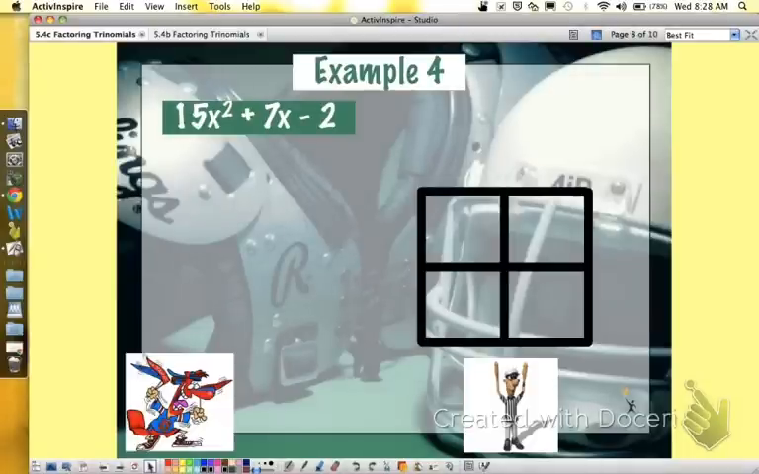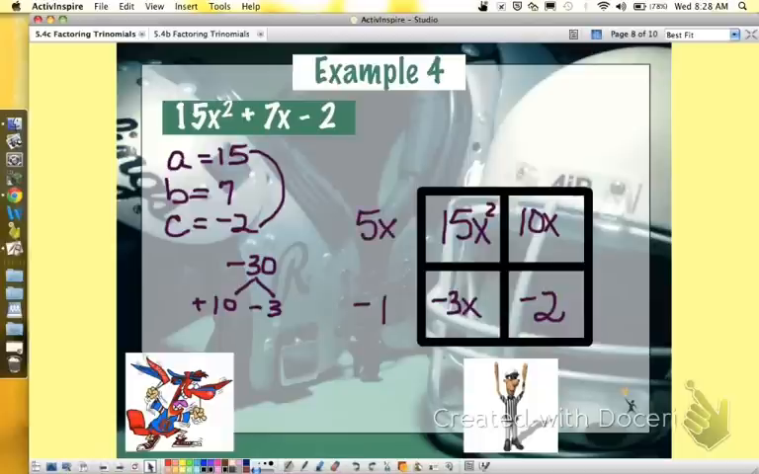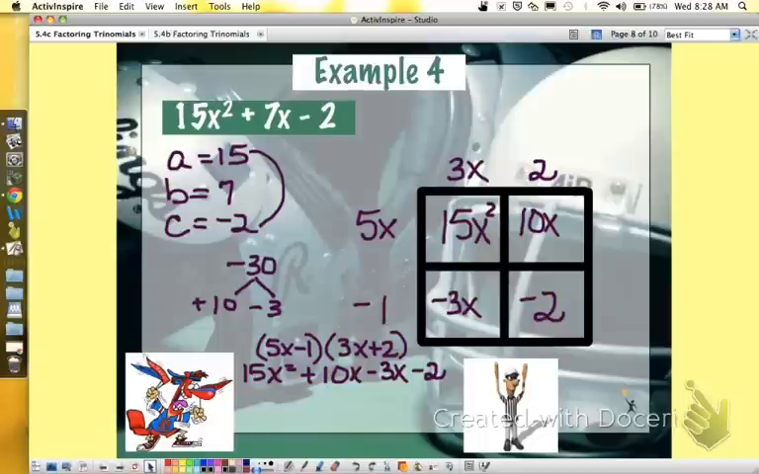Okay, let's take a look at another example. In this example, we're going to put the 15x squared and the negative 2 in these two boxes. We're going to list out the ABCs, take the product of A and C, and look for factors of negative 30 that add up to 7. As you can see, it's 10 and negative 3. Throw those numbers into the box. Take the GCF of each row and then each column. Throw those numbers into the binomial template and then check it, and you can see that you have what you started with. There's absolutely no guesswork to this.